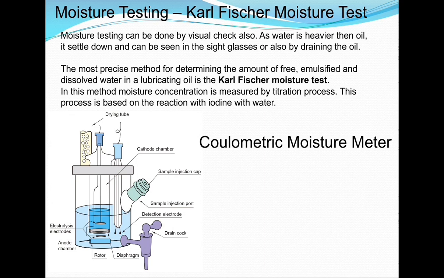the iodine will be produced for that much time or that much amount, so that all the moisture present in the oil will be consumed. As soon as all the moisture is consumed, the generation of iodine will be stopped, and it will give you a calibrated result. So this is very important. Here in this colorimetric moisture meter, the principle used is electrolysis and titration.